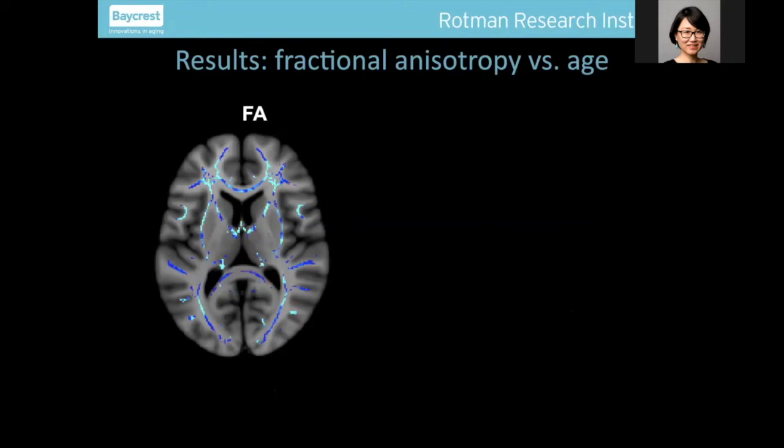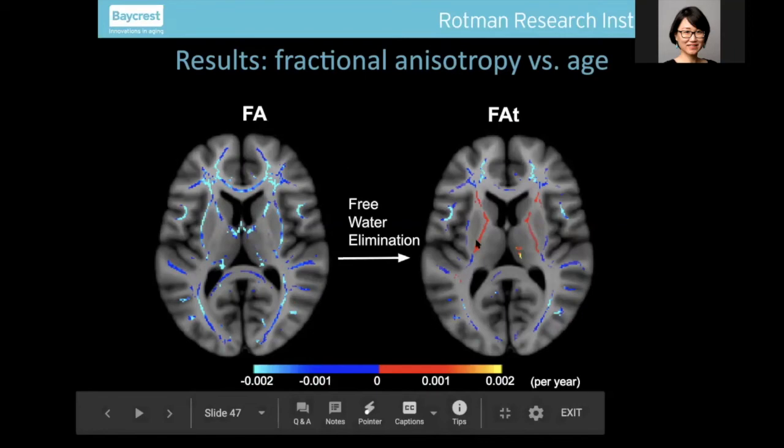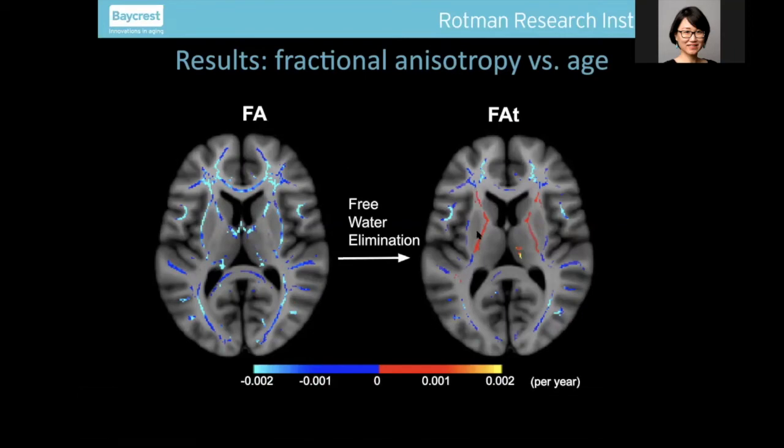Whereas FA, do we see an increase? That's what we were hunting for, and we do. When we separate out the cellular and extracellular compartments, for the cellular compartment we do see, in the same region that the other Nature study reported before, this crossing between the internal capsule and the corticospinal tract, that increase in FA here as well, but we were not able to see it before.